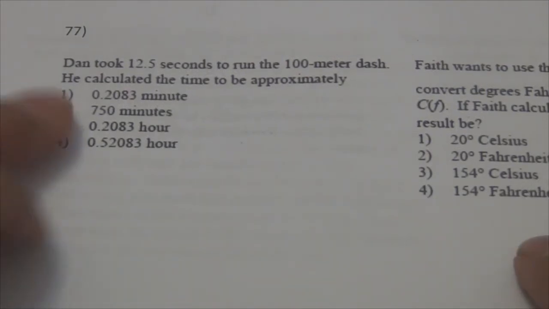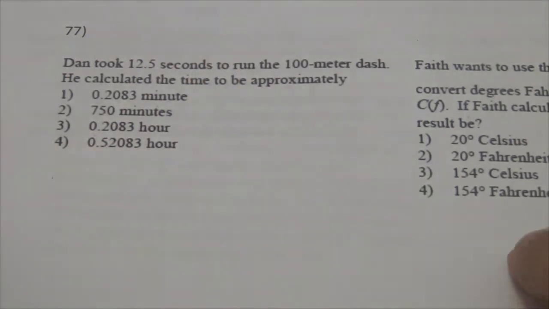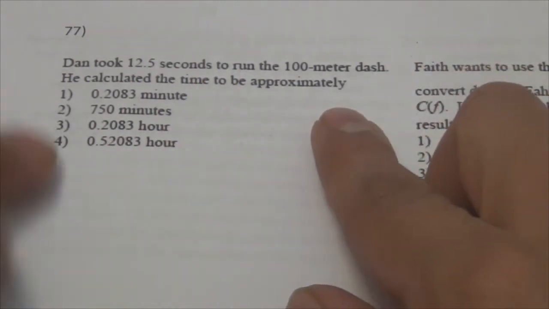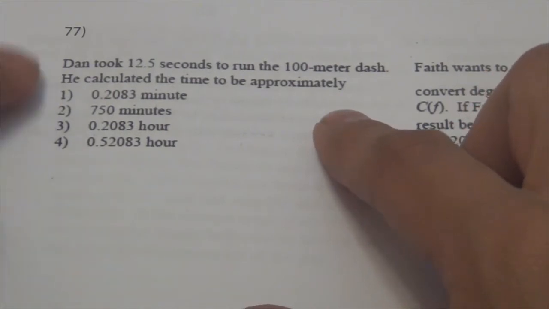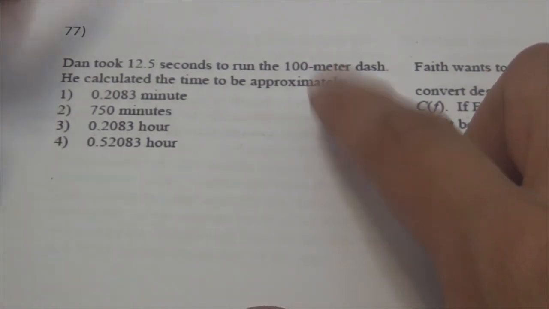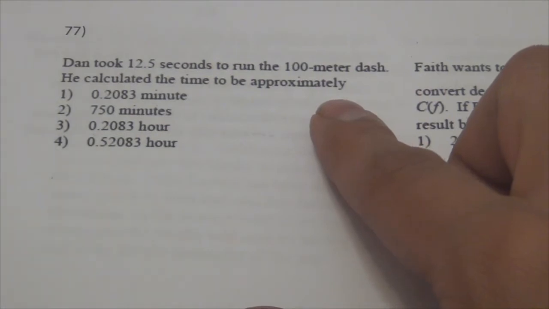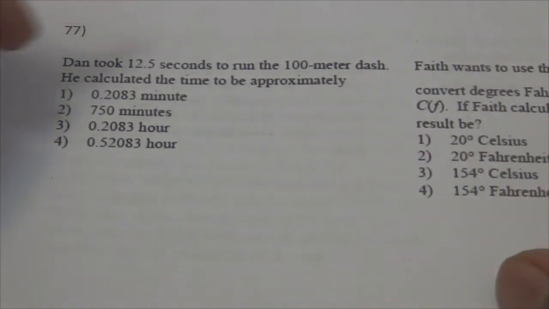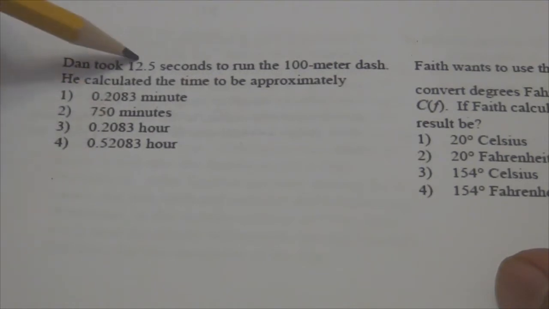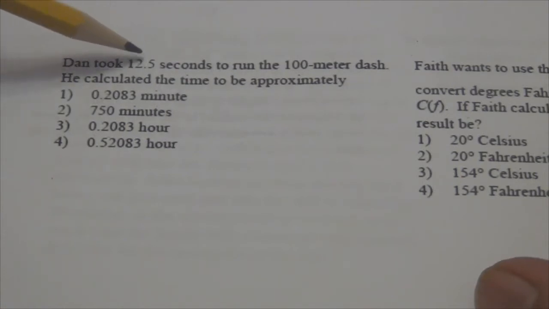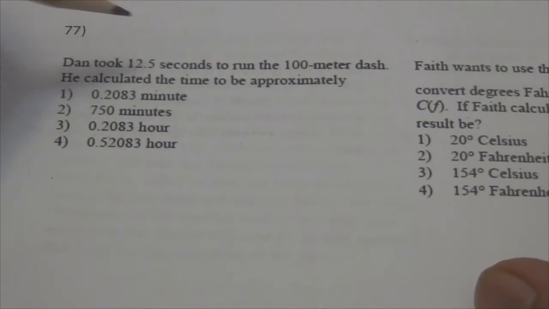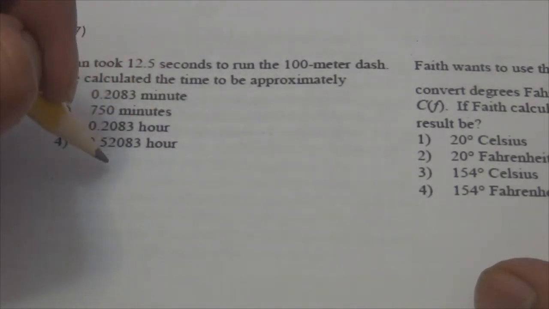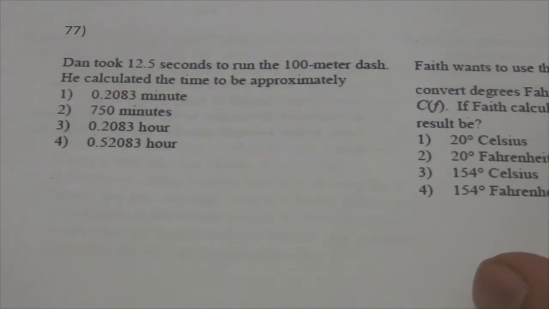77. It says, Dan took 12.5 seconds to run the 100 meter dash. He calculated the time to be approximately, and I'm like, where is the question? But I think I found it. I'm supposed to calculate it and see which of these is right. Okay, cool. So 12.5 seconds to run the 100 meter dash. How do we calculate this? We measure it in time. So I need time.